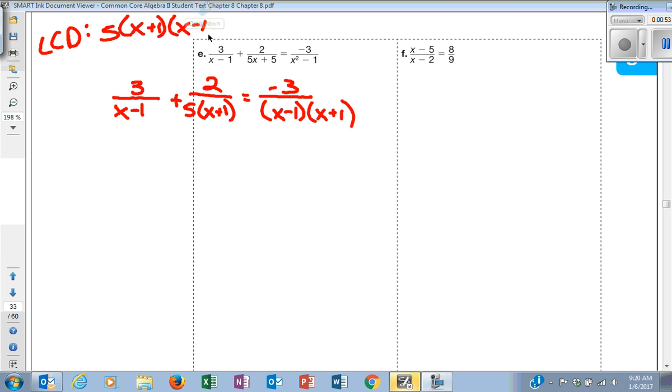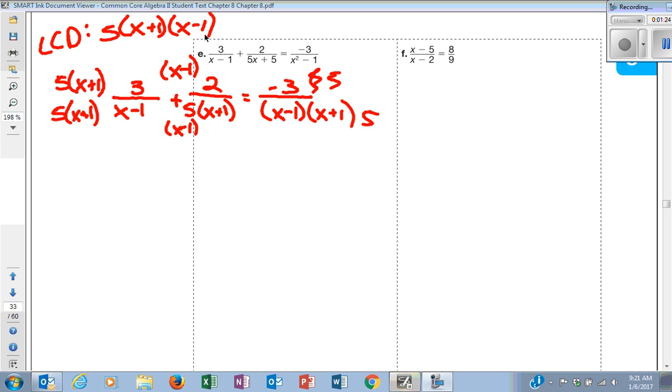So I'm going to multiply whatever it's left with. So what does this need? This needs a 5 and an x plus 1. This needs a 5 and an x plus 1. This guy right here needs an x minus 1. This guy right here needs just a 5. And so I know that all these denominators are going to be the same, so I'm just going to worry about the tops right now.